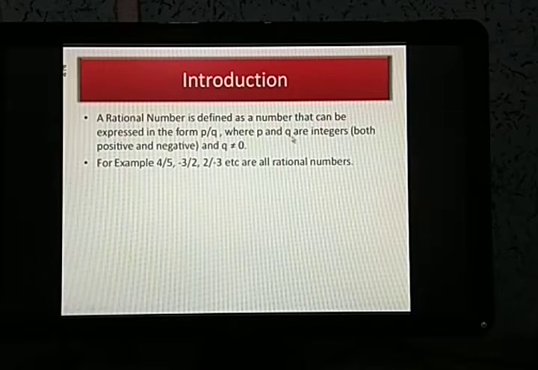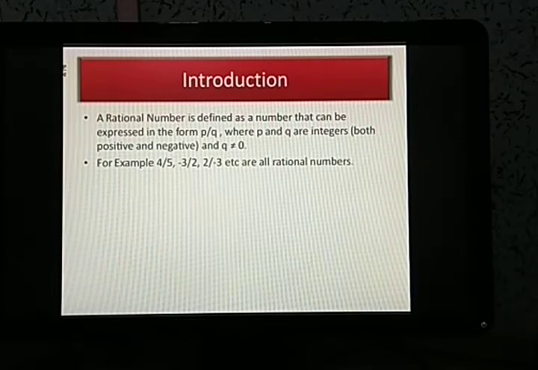Also you can see where p and q are integers. Yes, all are integers, and the integers can be both positive as well as negative. And also here you can see q is not equal to 0. It should not be equal to 0. If we get 0, then the term is called not defined, or we can't get a value for that.